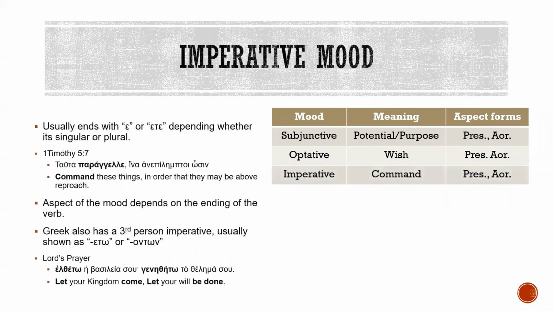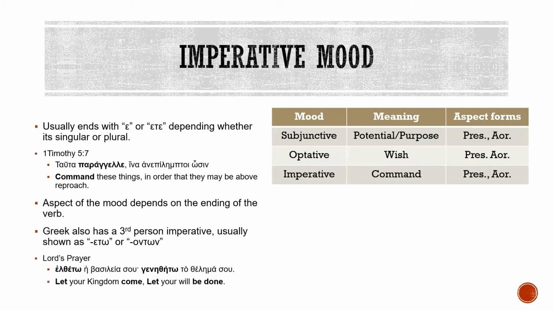Now, the imperative mood is indicated by an epsilon or eta at the end, depending on whether the command is singular or plural, respectively. As you see, Paul commanding Timothy back in 1 Timothy 5:7, tauta parangelle, command these things.